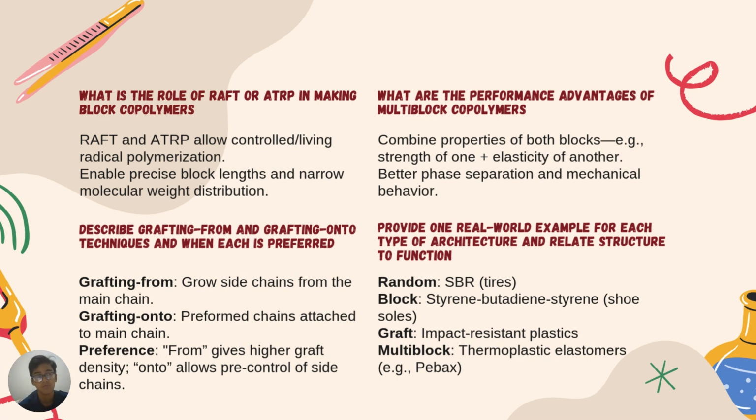So the random is SBR, let's say tires. With the block, let's talk about shoe soles, which is styrene butadiene styrene. If you've seen your shoe sole, you know how hard it is, you know how bonded it is. And of course, let's say for the graft, impact resistant plastic, which isn't common in the world, of course, but that's one of the examples. With multi-block, thermoplastic and elastomers, you can, as with thermoplastic being the bottle and everything else, those are multi-blocks.